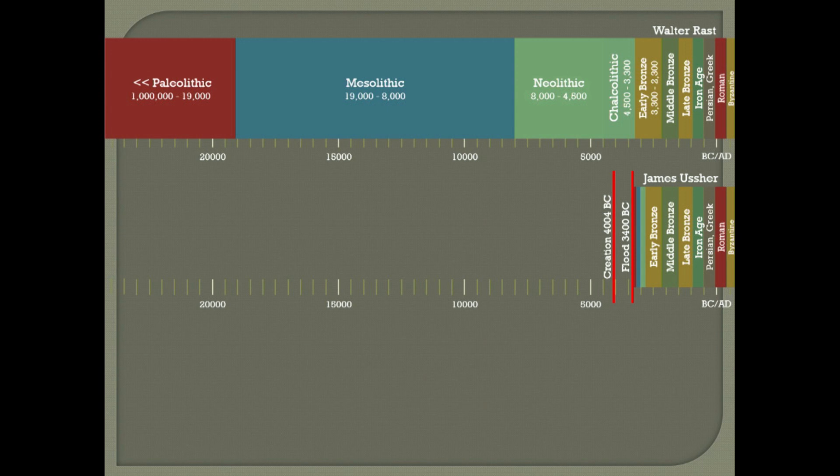This is roughly what you would see or need to see if you were going to follow James Ussher's chronology. I believe this is excessively short. We don't have time. It would be fun to go into why that is.